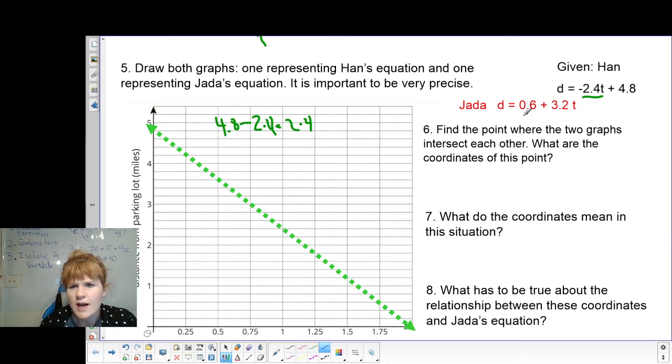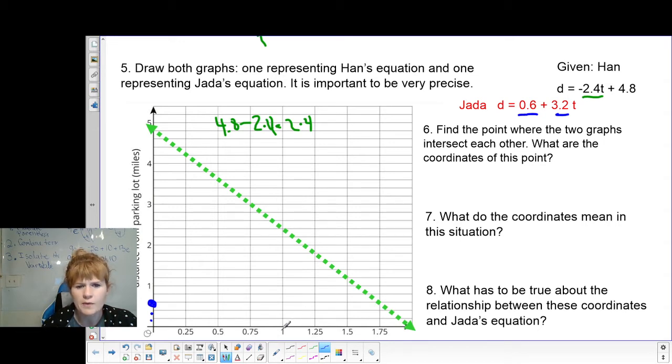Jada has a starting point of 0.6. So that's 1, 2, 3, 4, here it is, 5, 6, right here. There's Jada's starting point. At time equals 0, she is 0.6 miles away from the parking lot and a slope of 3.2.